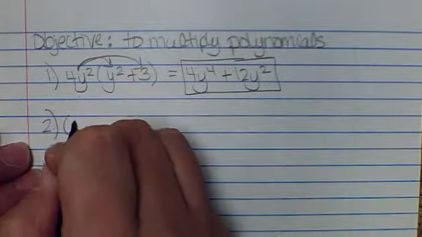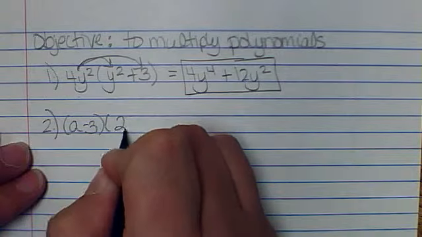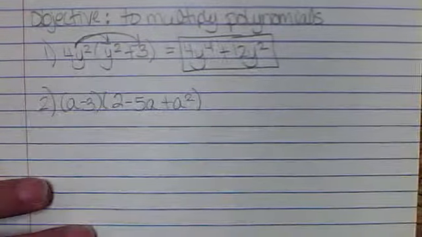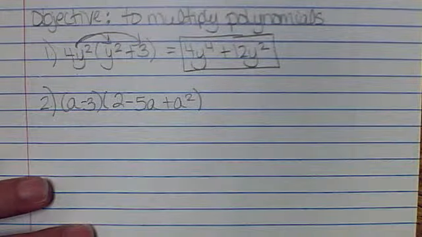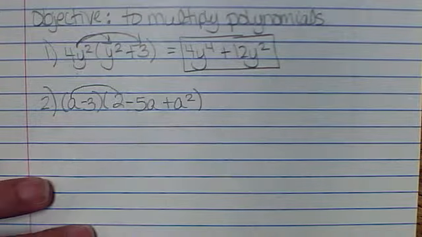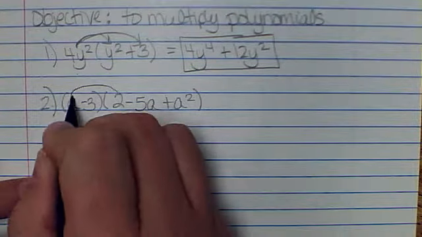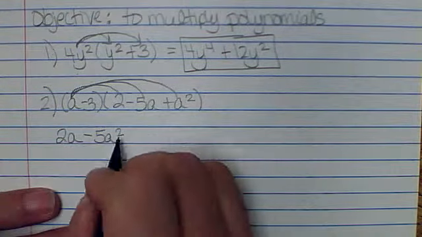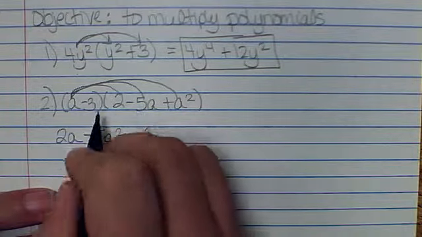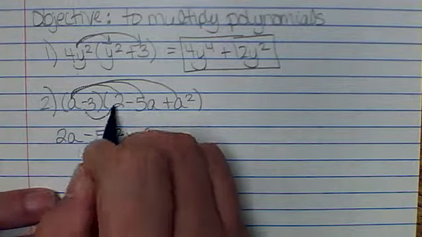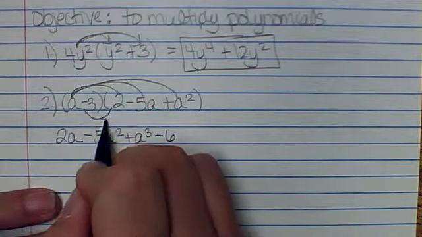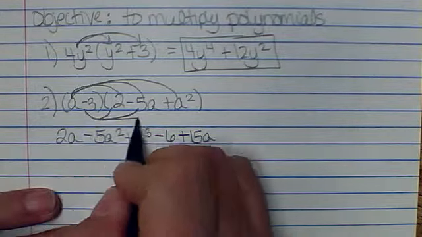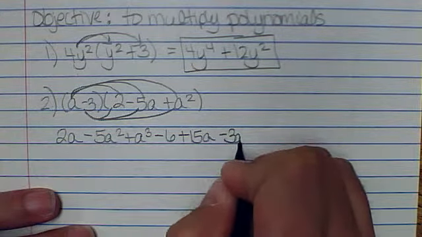Problem number 2, a minus 3 times 2 minus 5a plus a squared. So this one's a little bit longer, which means that we have to distribute twice. We do the same thing we did on number 1. A times 2 is 2a. A times negative 5a is negative 5a squared. A times a squared is a cubed. Then we distribute the negative 3. Negative 3 times 2 is negative 6. Negative 3 times negative 5a is 15a. And negative 3 times a squared is negative 3a squared.